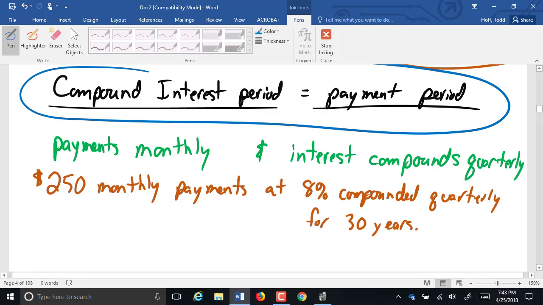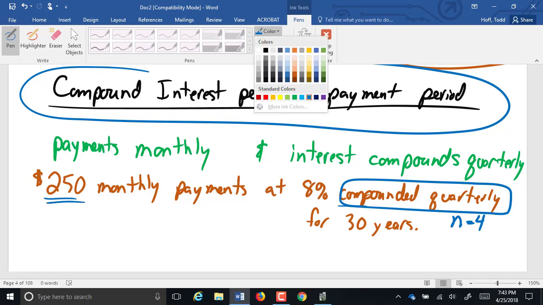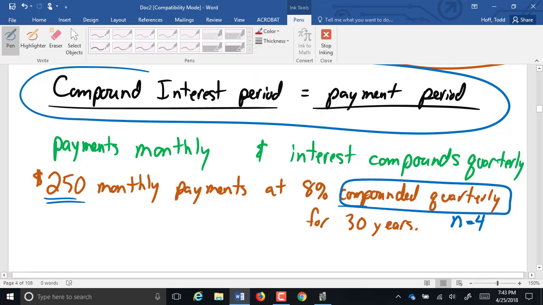Since the interest is only compounded quarterly, we're going to use n equals 4. Only 4 periods a year, quarters. We pay the $250 monthly, right? But if we plot out our year here, pretend that's a straight line. I screwed up.